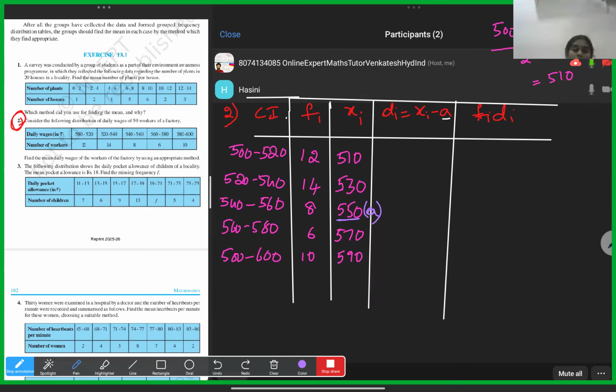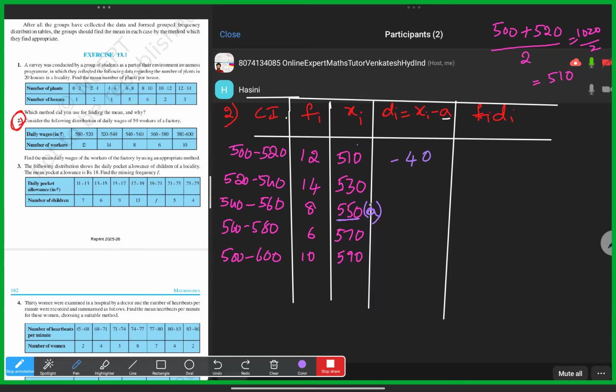Okay, Hasni? Now what we'll do, Hasni, is the di column, that is to get the di values. Whatever xi value is present in that column, we have to subtract this A from it. First one I'll show, Hasni. What is the first xi value? 510. 510 minus A. What A did we select? 550. 510 minus 550. How much, Hasni? Minus 40. Then 530 minus 550, the second one.